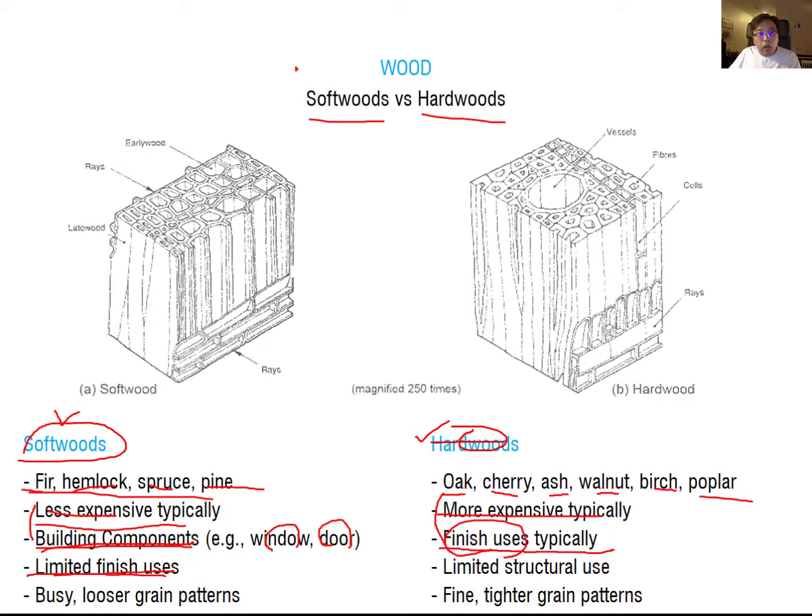Okay, but with the hardwood you can see there is much looseness between the cells, which are the stem cells. That's why it is very weak compared to the softwood. So for this reason it has limited structural uses. So hardwood is mostly used only for finish use. It's not used for building components and structural uses.